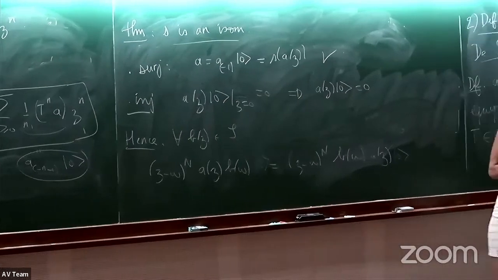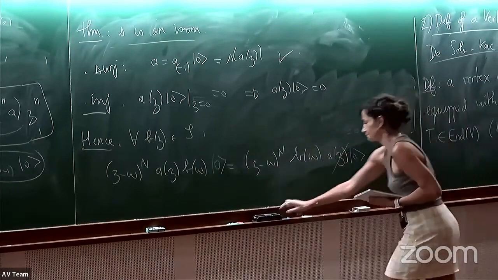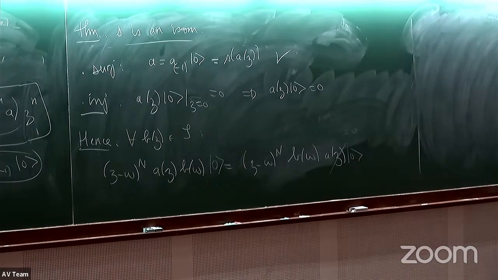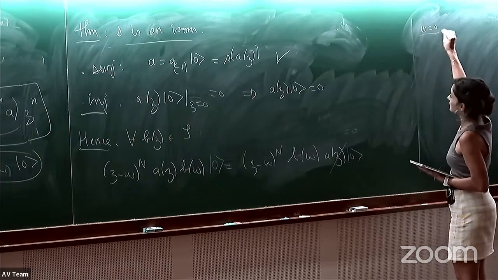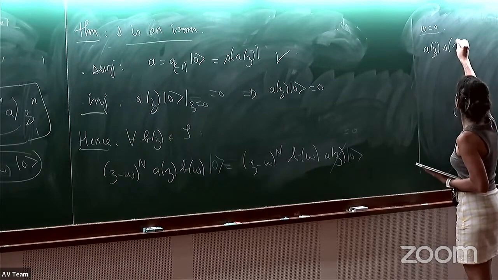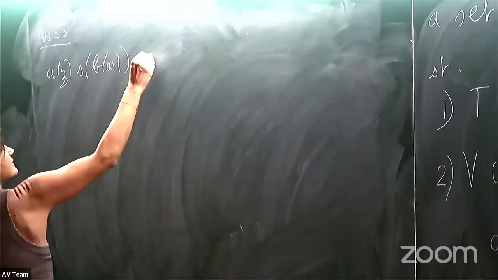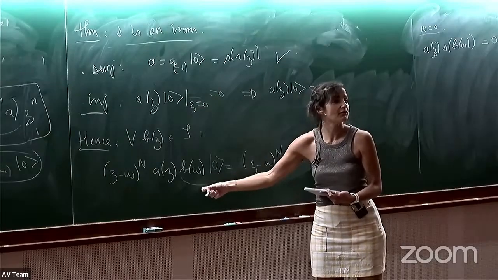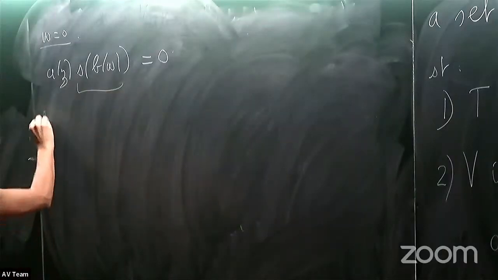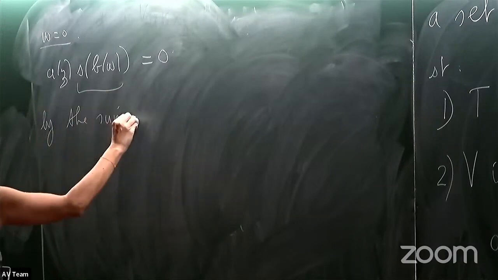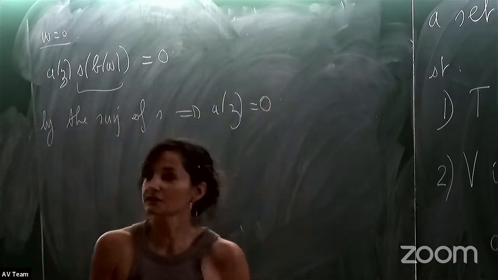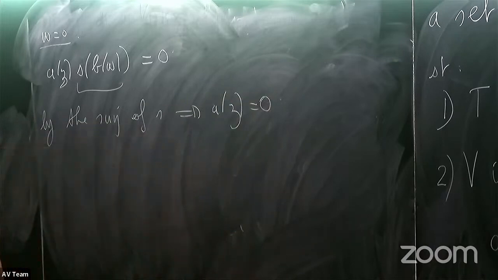If I evaluate at w equal to 0, I get that A(z)B, I can write like this, is 0. All right? Because this is exactly the definition of the map S. But by the surjectivity of S, this implies that your field is 0, because applying to any vectors, it gives 0. So this is the so-called state-field correspondence.